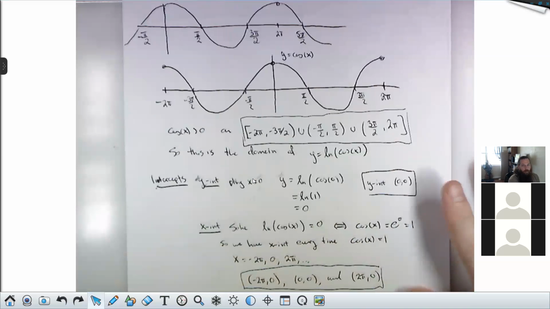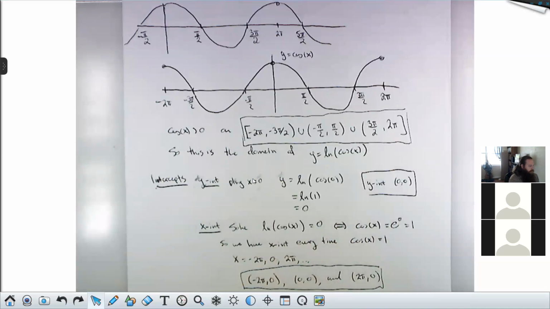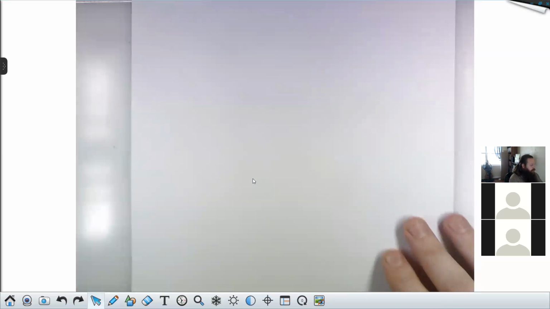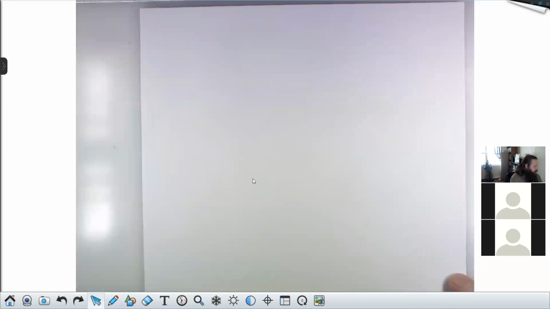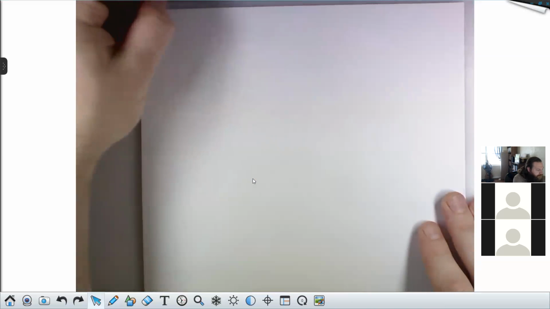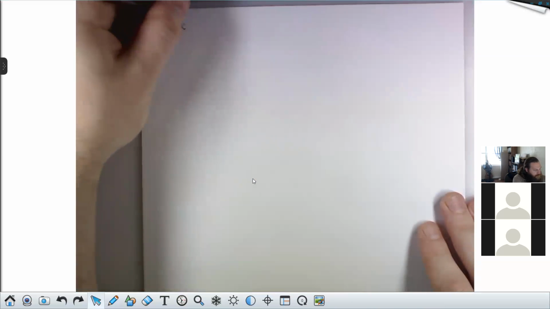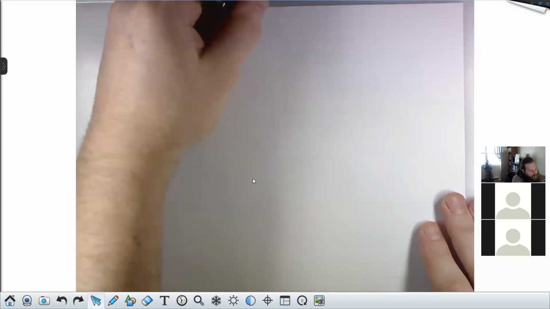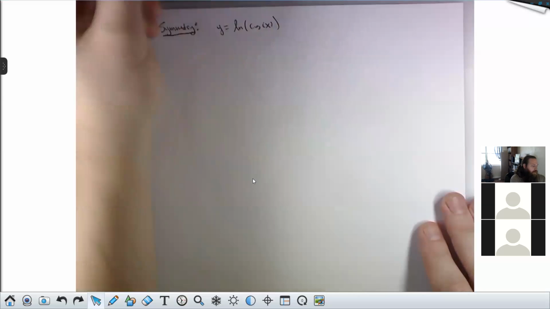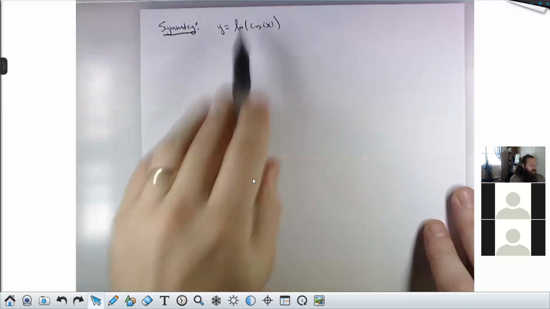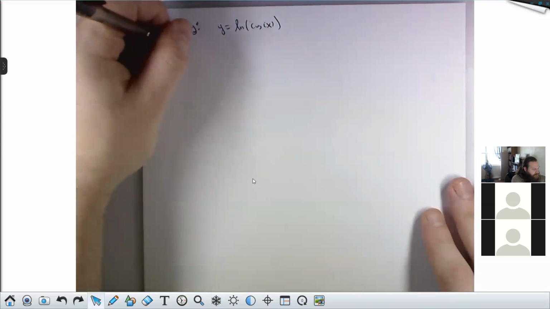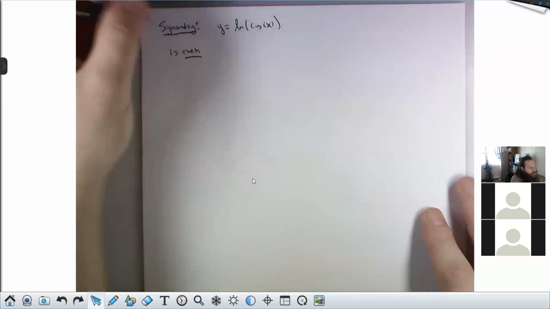And we just have to keep going like this for each one of these things. But it is more complicated. We're lucky here in that we don't have any asymptotes, but we do have symmetry. We have quite a bit of symmetry, actually. So y equals the natural log of cos x. The inside function here, cosine of x, is an even function, which means the whole function is even.